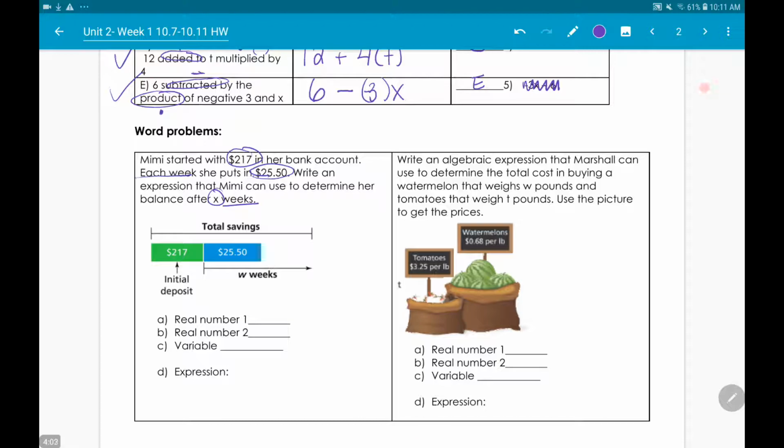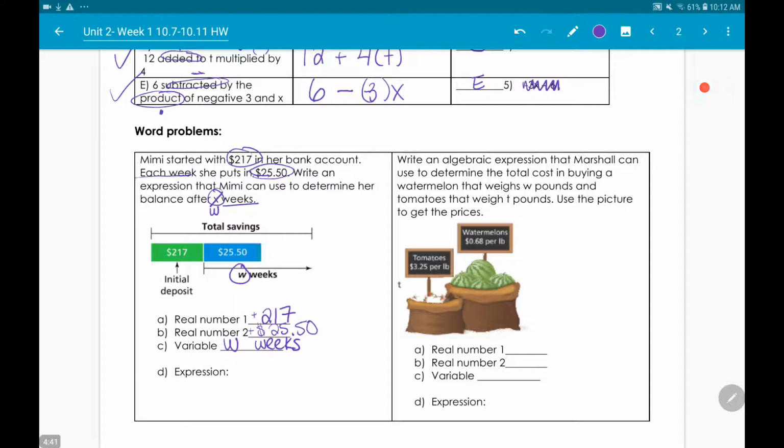All right, so our real number, number 1, is $217. Is that positive or negative? It is positive. And real number 2, each week she puts in $25.50. Again, putting in implies that it is positive. All right, what's our variable going to be? Our variable in this case is W, weeks. All right, and let's write our expression. So this was a little bit of a typo. This should have said W.